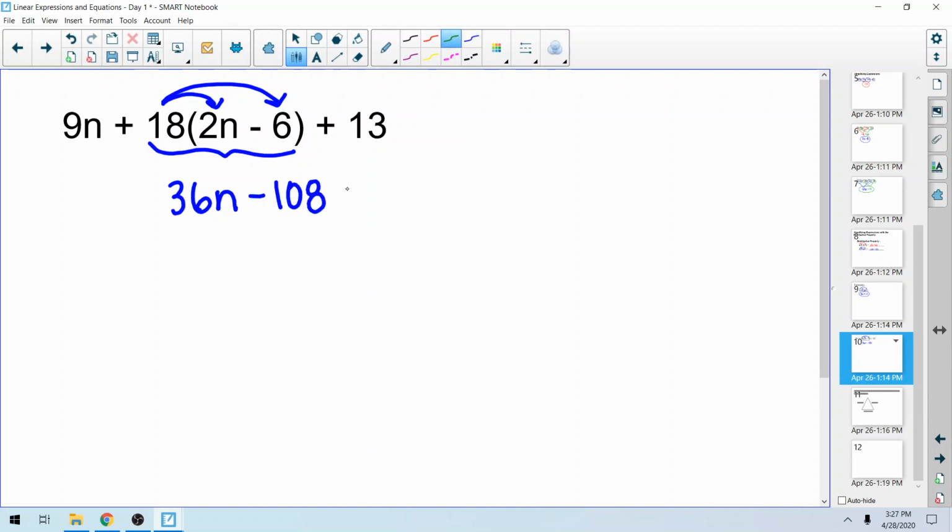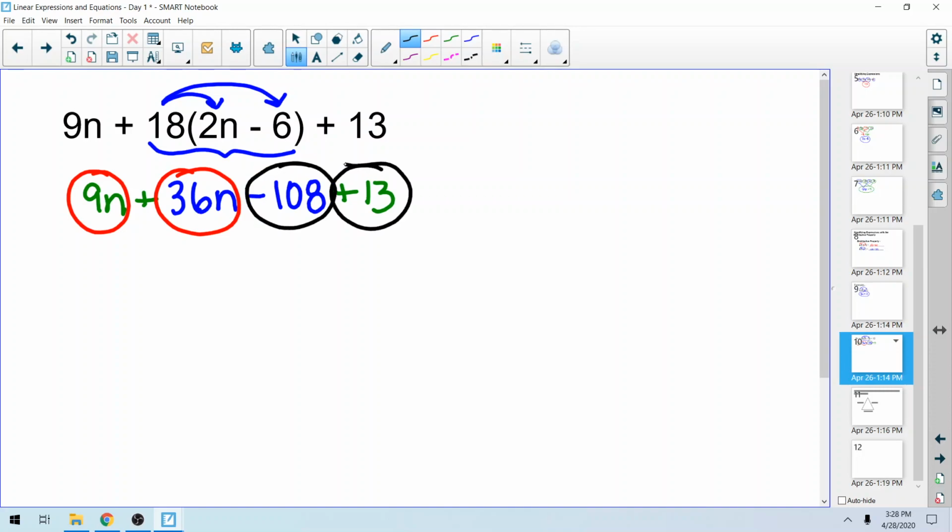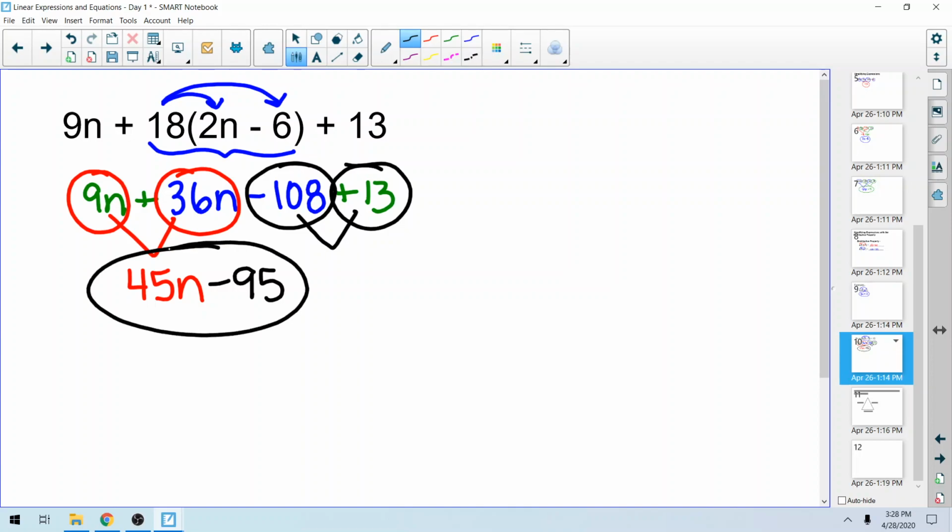Then I'm just going to drop everything else. So drop your plus 13, drop your 9n, drop your plus. Then I'm going to go look for like terms. This guy has an n, this guy has an n. This guy's just a constant, this guy's just a constant. So I'm going to take my 9n plus my 36n. So 9 plus 36 is 45. And then just put an n on it. Then I'm going to combine a negative 108 plus a 13, which is negative 95, and you're done.